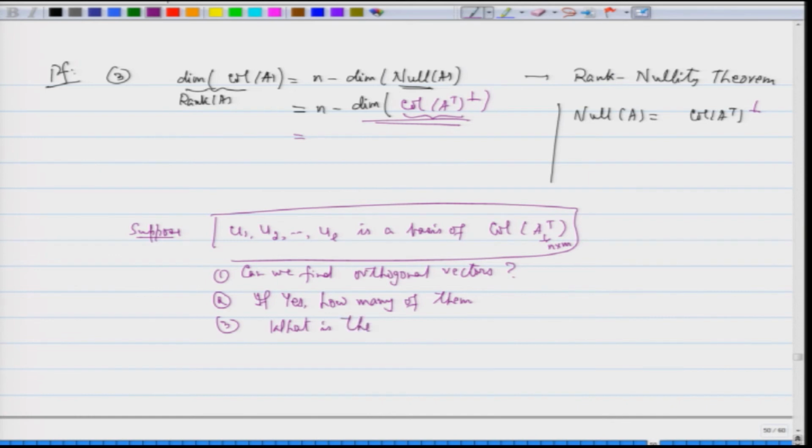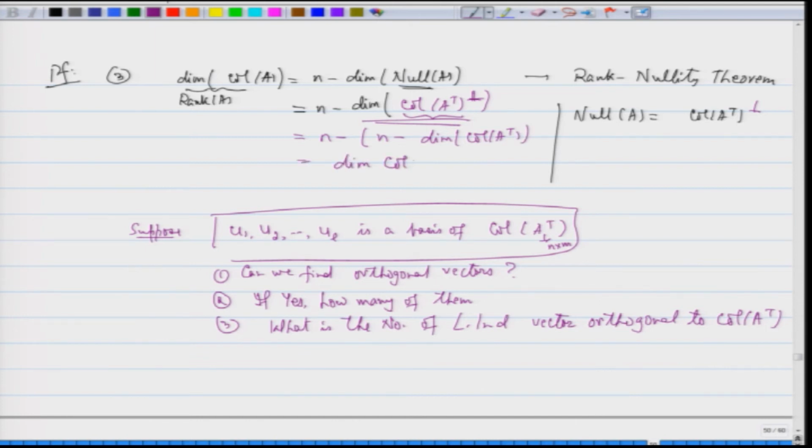What is the number of linearly independent vectors orthogonal to the column space of A transpose, because you are looking at this part. I would like you to see that this is again a function of n itself, because each of the columns of A transpose is of size n, therefore it is a vector in Rn. So it will be n minus the dimension of the column space of A transpose, and n cancels out.